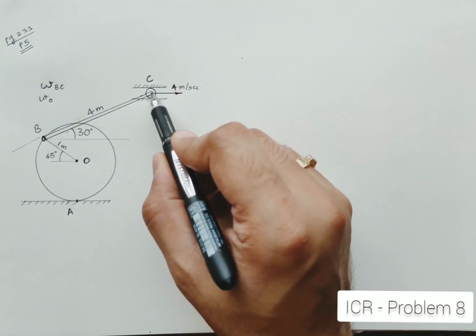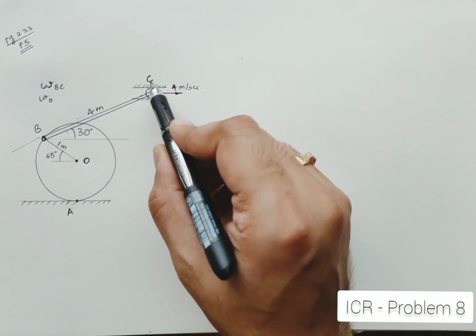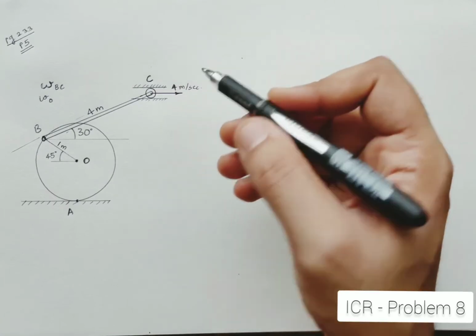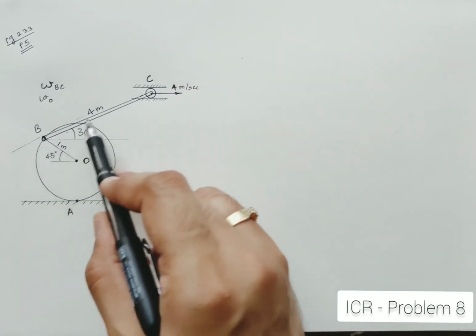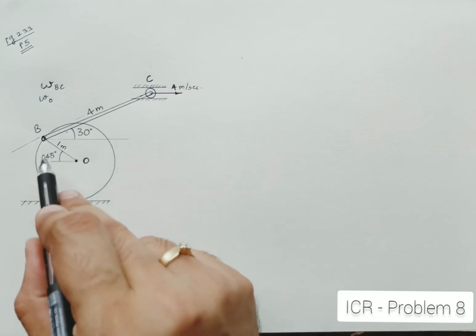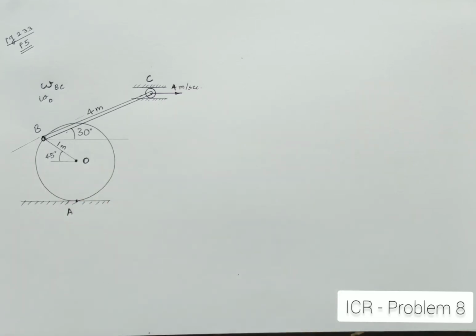By saying this as a collar, they are just trying to say that the point C is having a velocity of 4 meters per second. Point C is nothing but the point on the link BC. So to get the omega of BC, as we know, we need to know the direction of velocities of any 2 points. Now how do we do that?